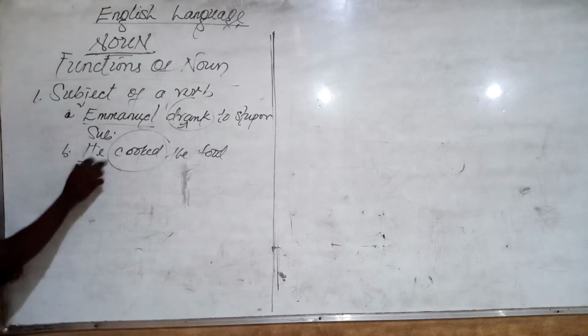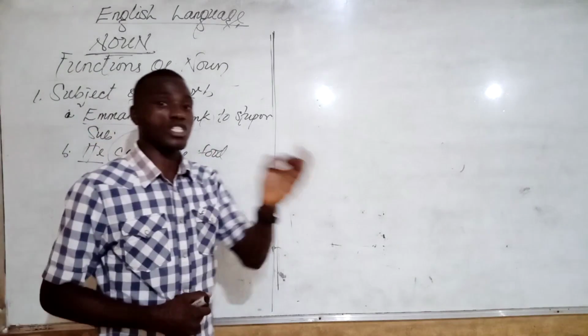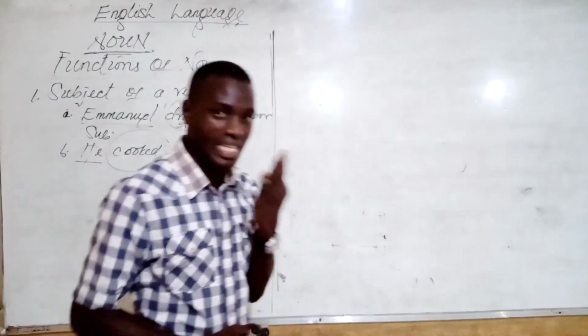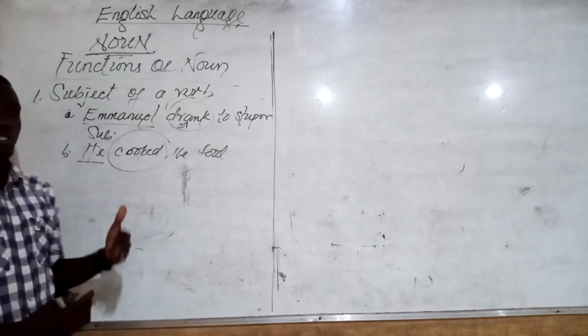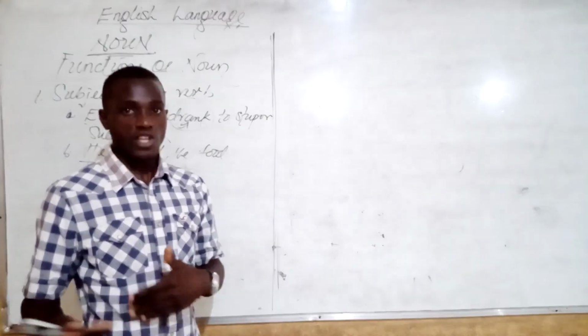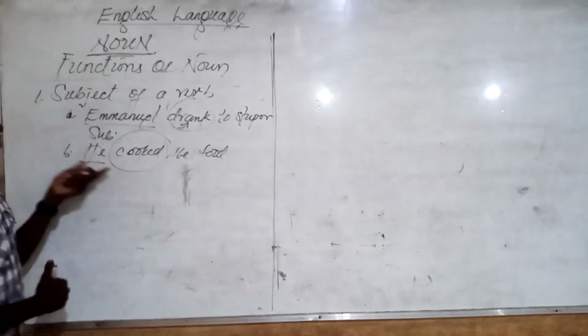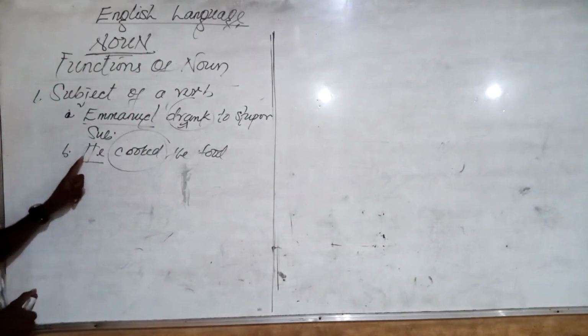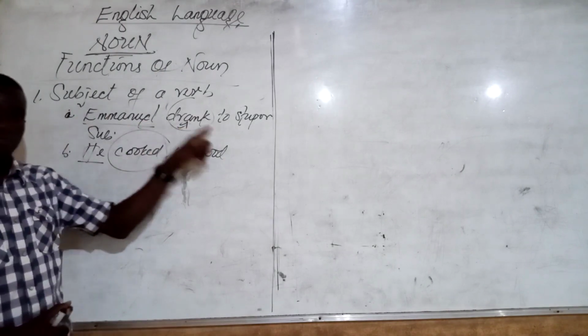Notice he is a pronoun, of course, but in functionality, it is acting as a noun here. Remember, the word pronoun actually means instead of a noun. You understand? It's taking the position of a noun. So here it's performing the function of a noun, being the subject of the verb cooked. And Emmanuel is the subject of the verb drank.